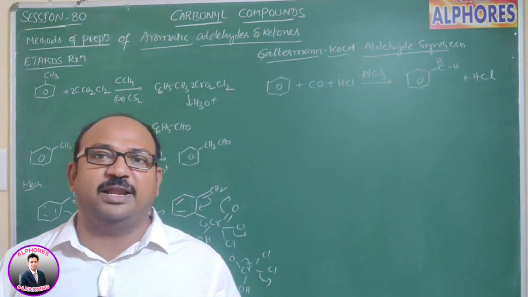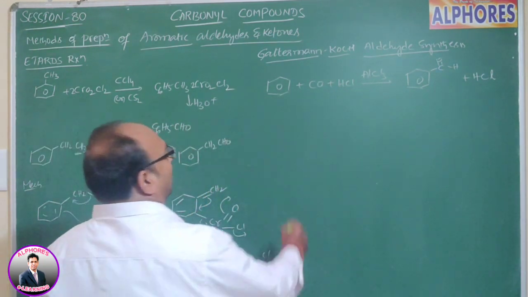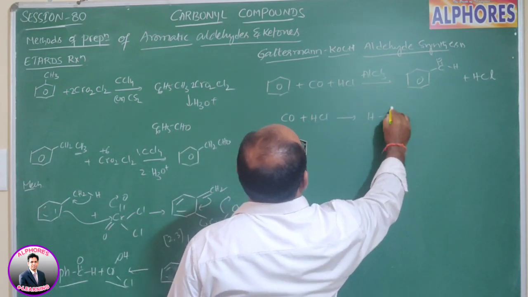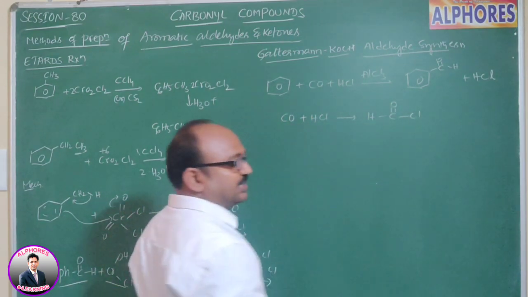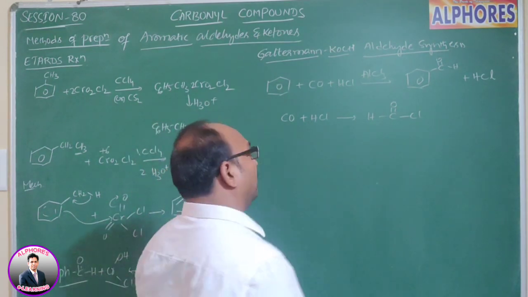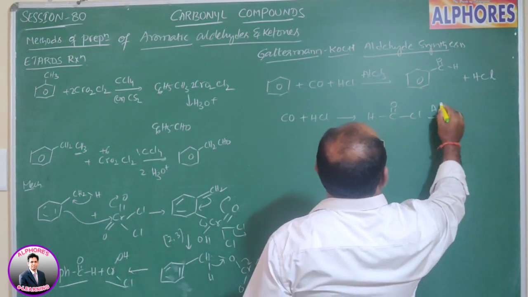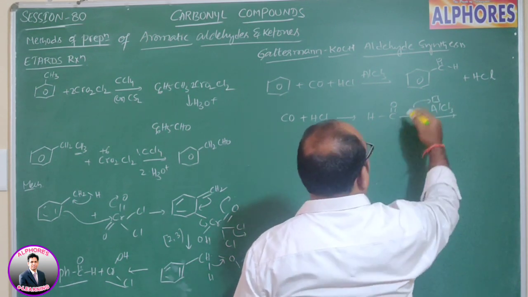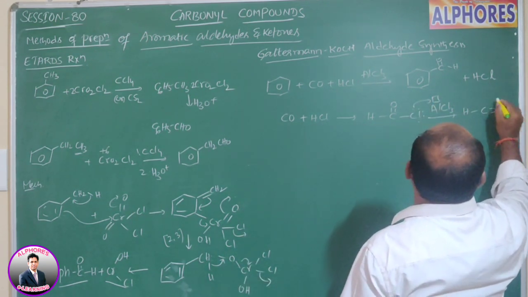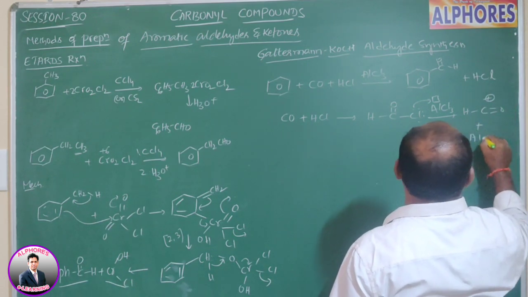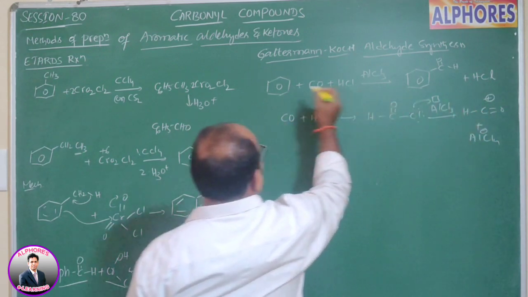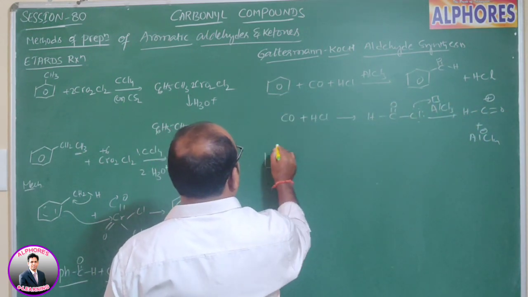Now, carbon monoxide and HCl: as we know, CO plus HCl gives HC double bond OCl. This is nothing but formyl chloride. This upon reaction with anhydrous AlCl3, which acts as a Lewis acid, generates an electrophile, HC double bond O plus, and AlCl4 minus. Now this is electrophilic. This reaction involves electrophilic substitution.